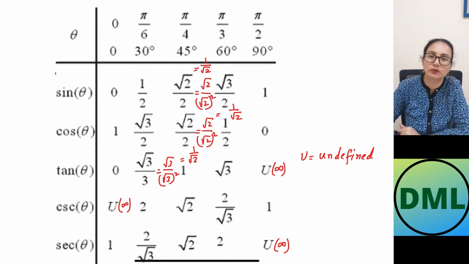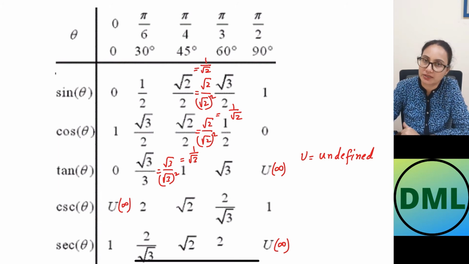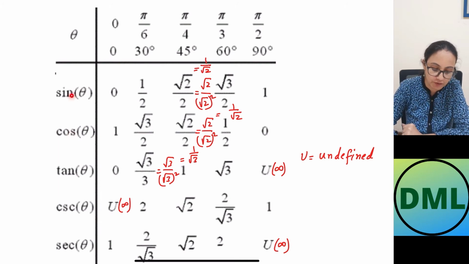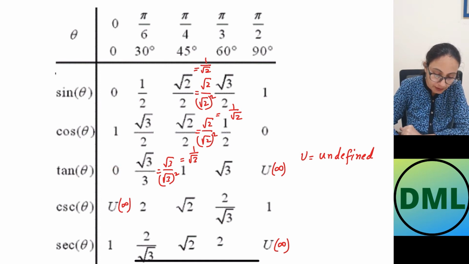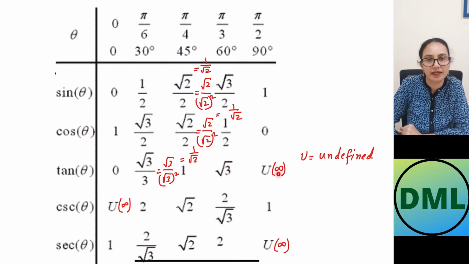Now we also know that tan theta is sine theta over cos theta. That means if I divide these values of sine theta and cos theta, I should get the answer for tan theta. So 0 over 1 is 0. 1 over 2 divided by root 3 over 2 will give you 1 over root 3. 1 over root 2 divided by 1 over root 2 will give you 1. Root 3 by 2 divided by 1 by 2 will give you root 3 only. 1 over 0 is infinity, because 0 is in the denominator, so your answer is infinity.